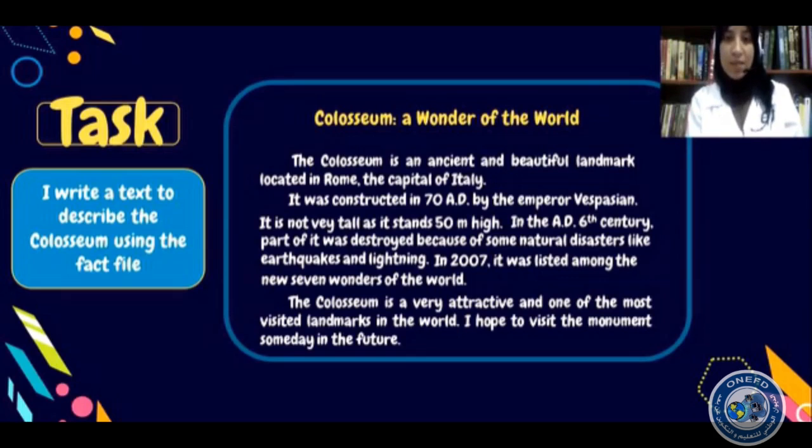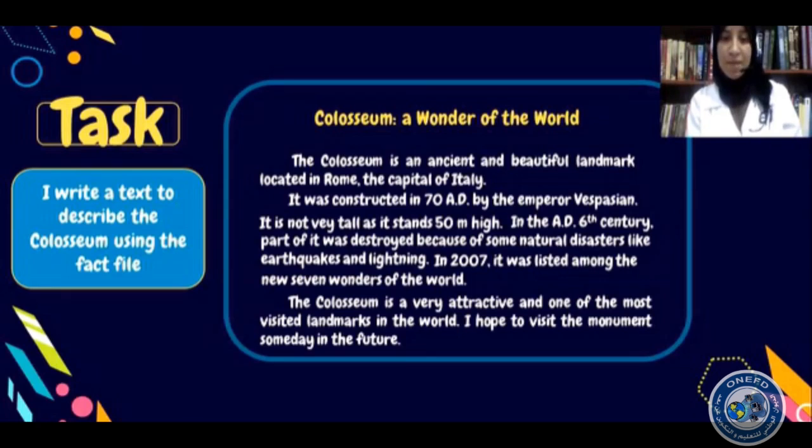The Colosseum is an ancient and beautiful landmark located in Rome, the capital of Italy. It was constructed in 70 AD by the Emperor Vespasian. It is not very tall, as it stands 50 meters high. In the 6th century AD, part of it was destroyed because of some natural disasters like earthquakes and lightning. In 2007, it was listed among the new 7 wonders of the world.